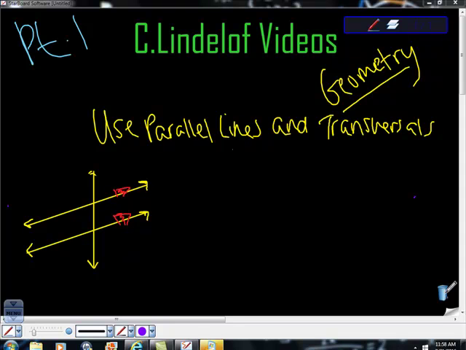So, start off with, here are your two parallel lines. You know they're parallel to each other because they have this arrow here which indicates that they are parallel to each other. And then this here is your transversal, which could be a line, a ray, or a point that cuts the parallel lines.